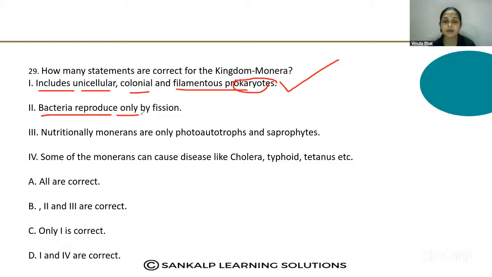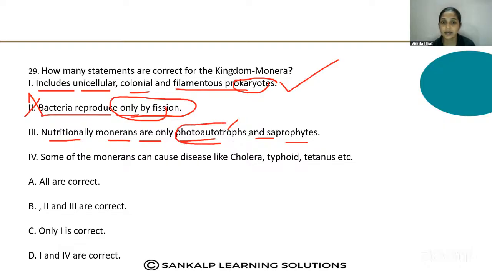Bacteria reproduce only by fission. Read the statement: bacteria do not reproduce only by fission. They reproduce by fission, but some other methods also exist. So option 2 is the wrong one. Nutritionally, monerans are photoautotrophs and saprophytes. Here, some monerans are photoautotrophs, some are chemosynthetic autotrophs, and some are heterotrophs. Not only these two types of nutrition are observed in Monera; we can observe chemosynthetic autotrophs and heterotrophs also. So this is the wrong statement.